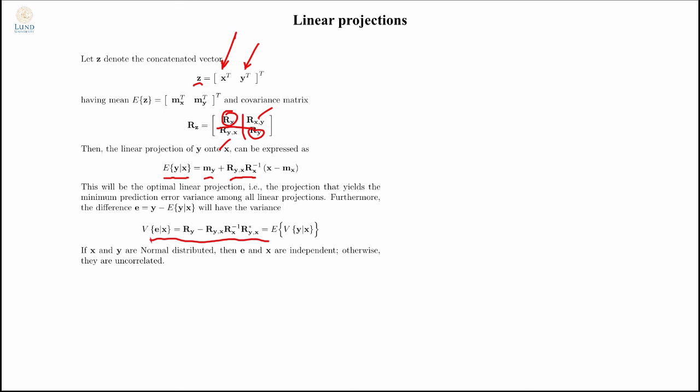An important point to note is that if x and y are normal distributed, then the error and the data as an observation are going to be independent of each other, which is of course a very strong statement. But even if they're not normal distributed, these two will be uncorrelated, which is of course quite helpful.